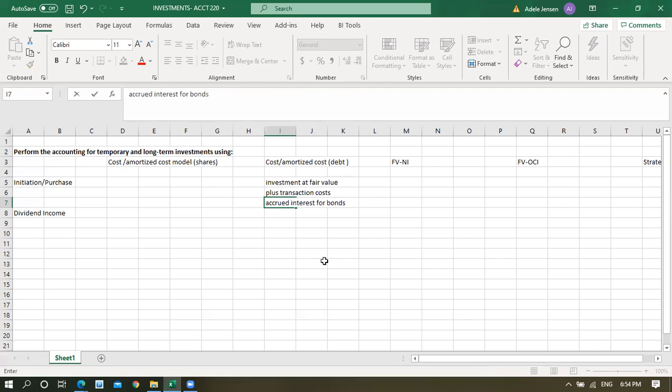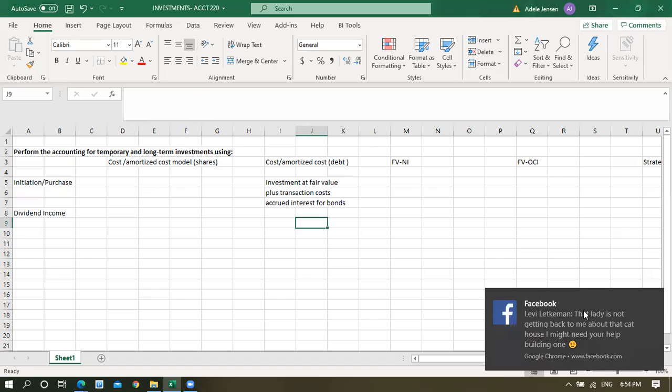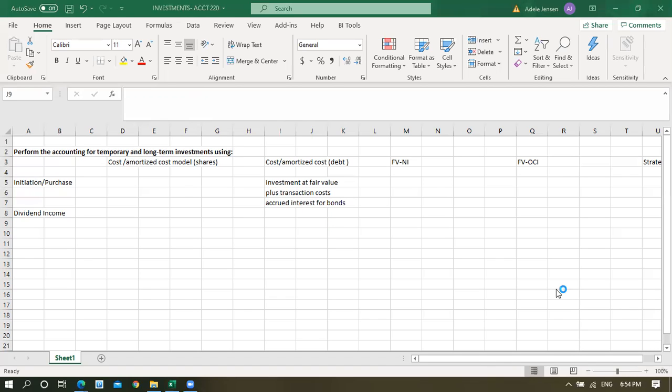This would be if we purchase the bond at a date that's in between the interest dates. So let's say we get paid interest annually every January 1st, but then instead of purchasing the debt instrument on January 1st, let's say we purchased it on March 1st. Well, then we would have 2 months of accrued interest for that bond that we would need to add in there.